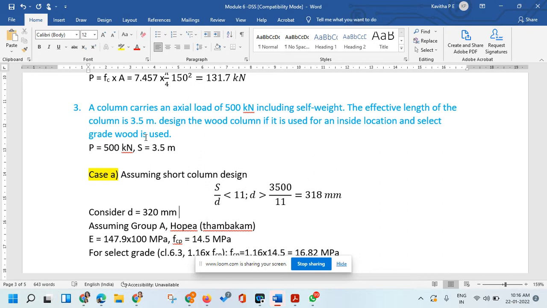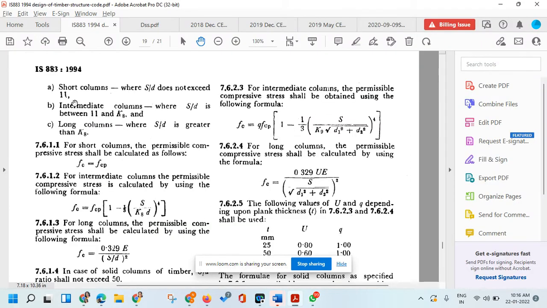So in the first case, I am assuming that this is a short column, and I am deciding the cross section based on that. Since I am assuming it to be a short column, S by D should be less than 11 as per IS provisions.